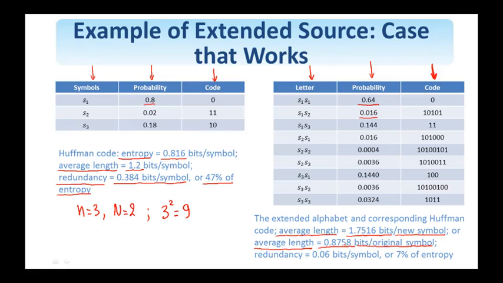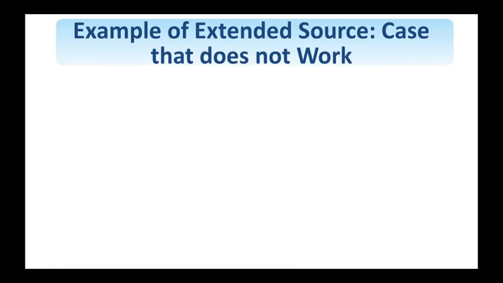So now if we compare this to the entropy of the source, we see that we are only so many bits away per symbol from the entropy, or just 7% of the entropy. So this is a case that works by considering just 2 symbols together. We see that we can bring the redundancy from 47% of the entropy down to 7% of the entropy, and now this is an efficient code. There is no need to further extend the source.